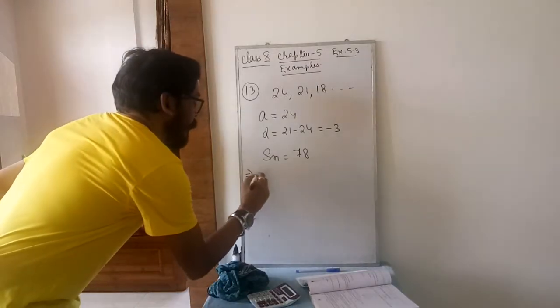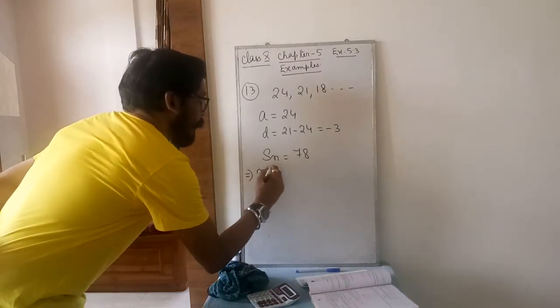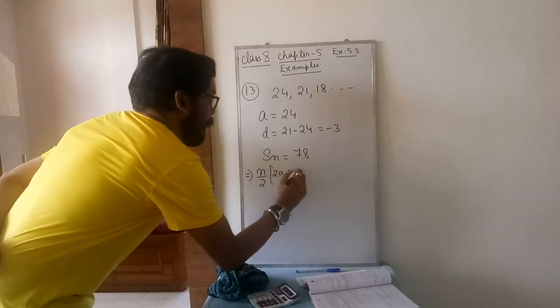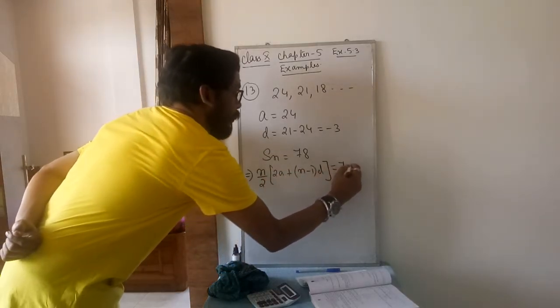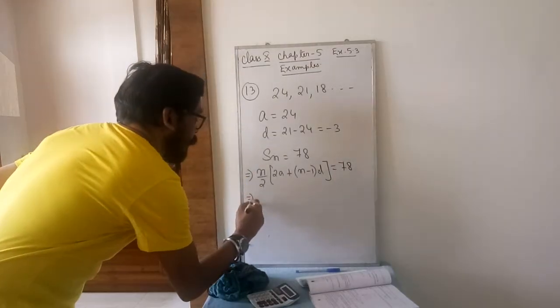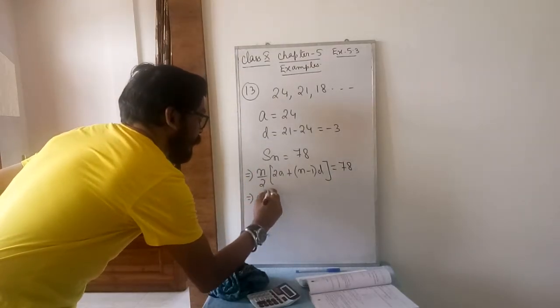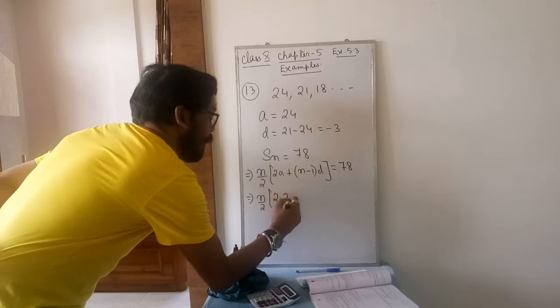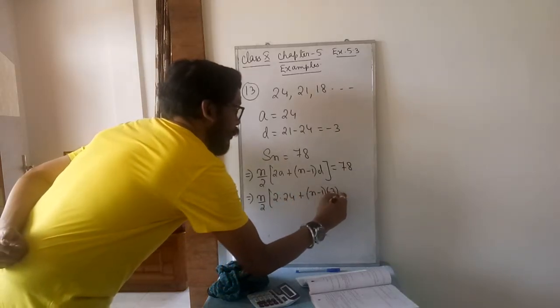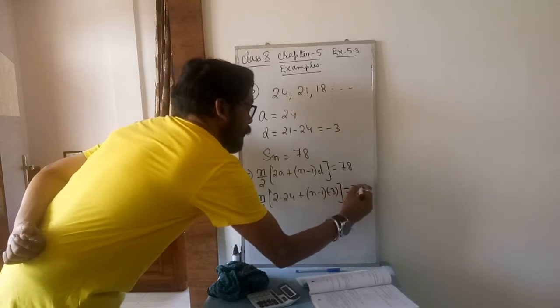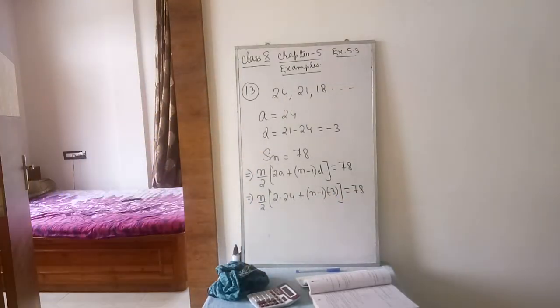So the Sn formula is n by 2 into twice A plus n minus 1 into D, equal to 78. I put the value of A and D. A is 24, here it is n minus 1, and D is minus 3, equal to 78. Take the screenshot. I grab the upper part.